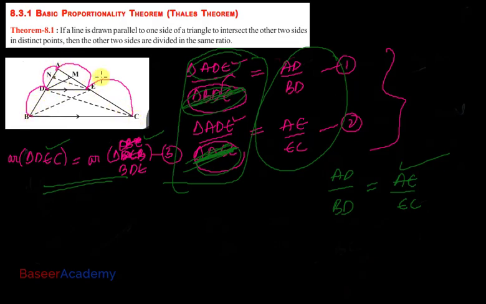Let us now go through the converse of the basic proportionality theorem. In short form it is also known as BPT. We'll now look at the converse of BPT. The converse of BPT would obviously say the reverse of it. It would say that if two sides are divided in the same ratio, then the line would be parallel to the third side. That's the converse of BPT.